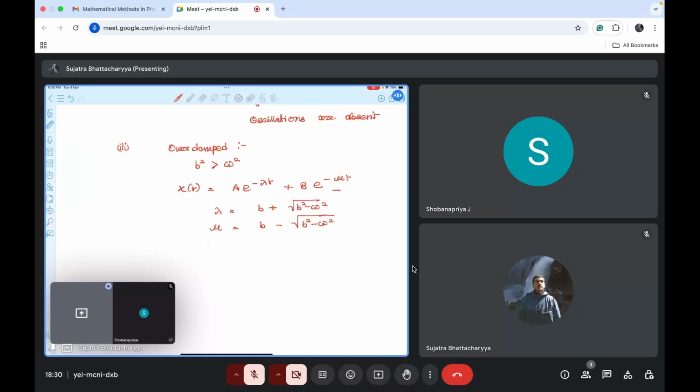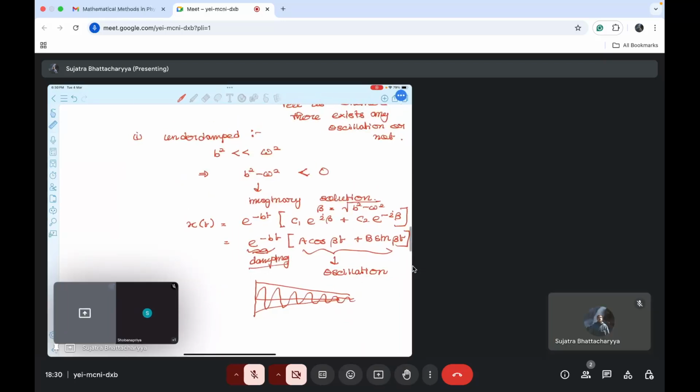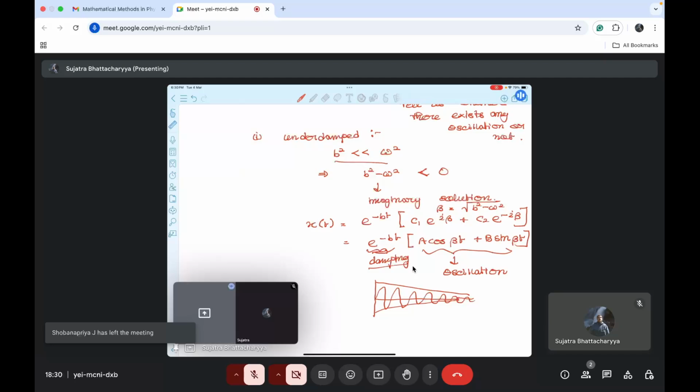So here damping is so large that there will be no oscillations. What we have seen is that only in the case of under damping, where b square is less than omega square, we get some kind of an oscillation with some kind of damping. Of course, damping will be there; we have introduced damping with the viscous medium.